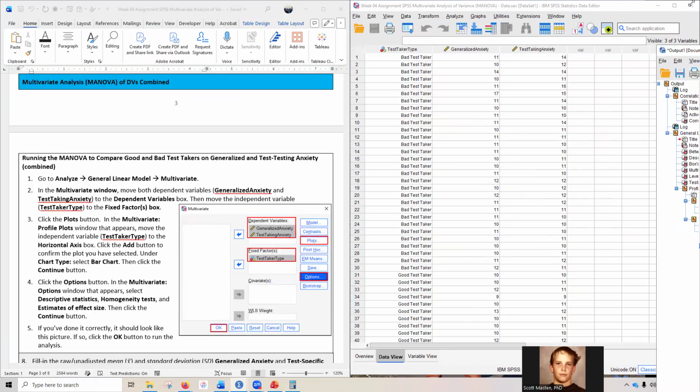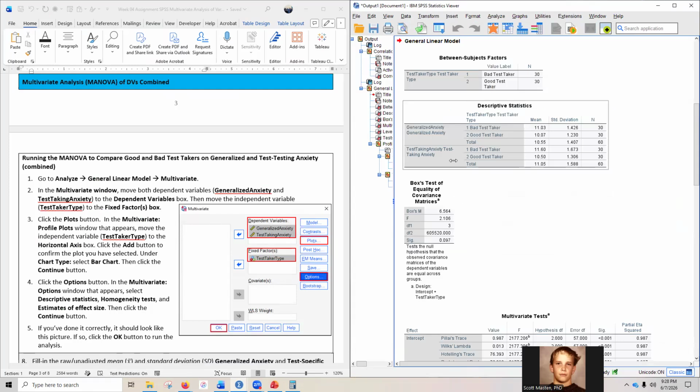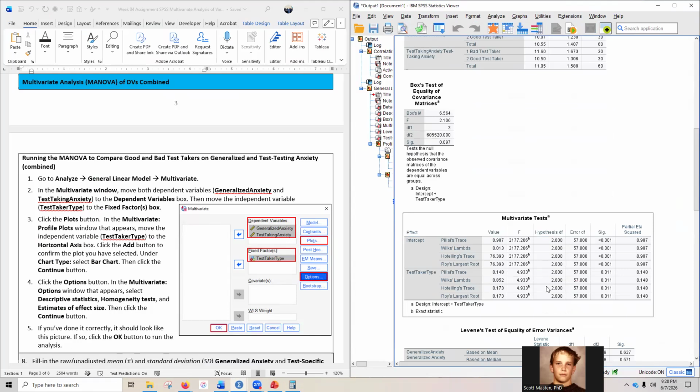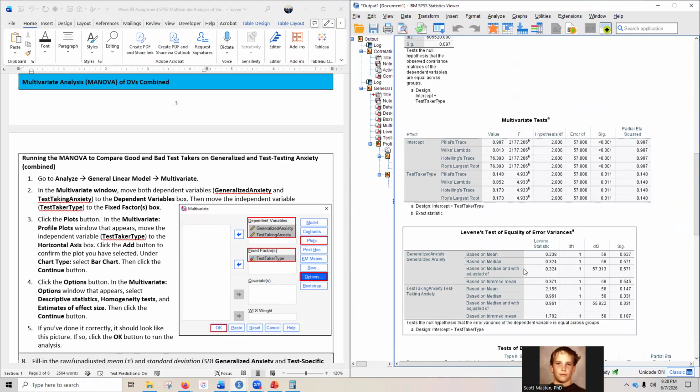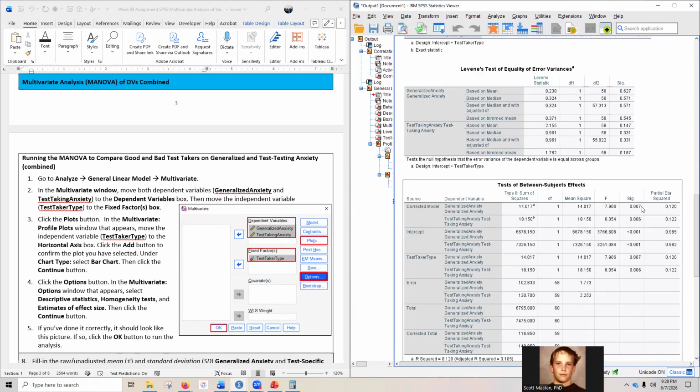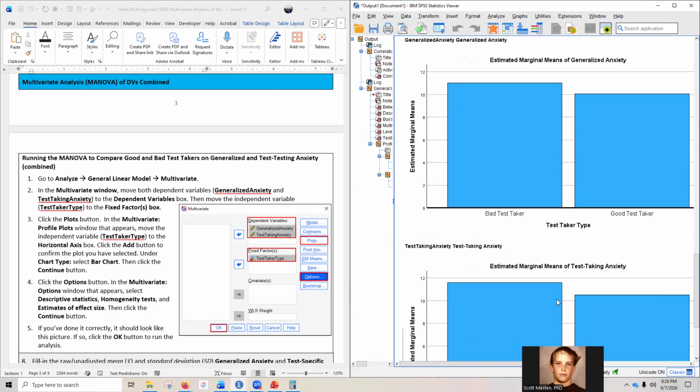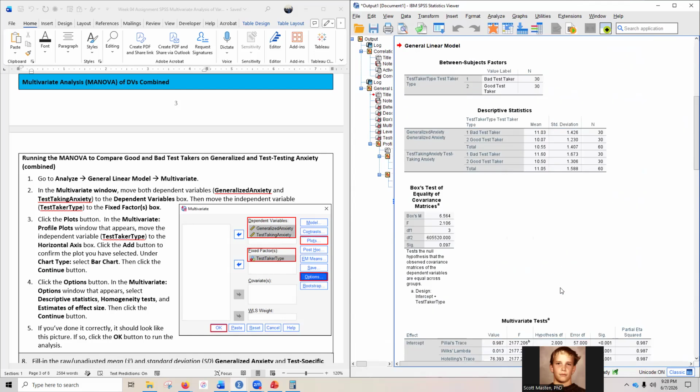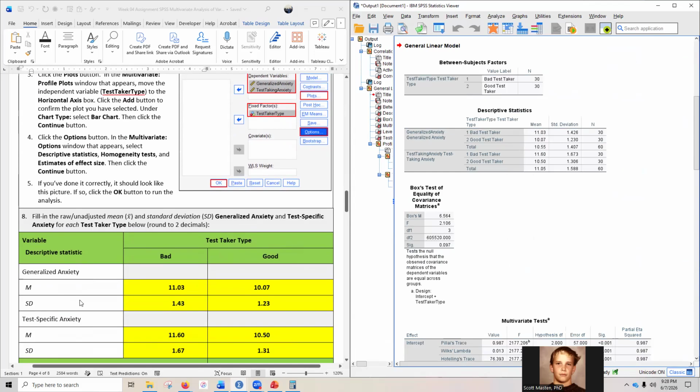All right, here's our output for our MANOVA. In our MANOVA, the first thing we start out with is a bunch of means, and we get a box test of equality of covariance matrices. We get a multivariate test. We get Levene's test for each of the DVs individually, and then we get univariate ANOVAs also printed. At the bottom, you get some plots. So let's answer some questions.